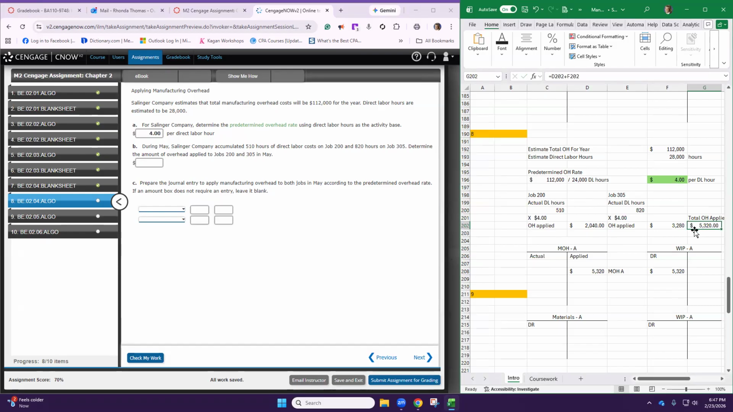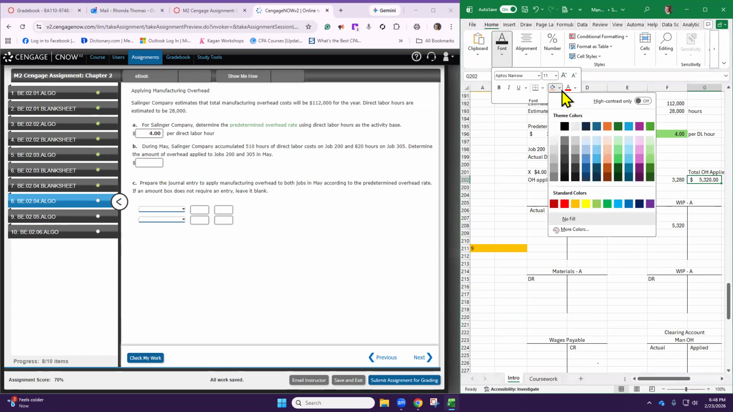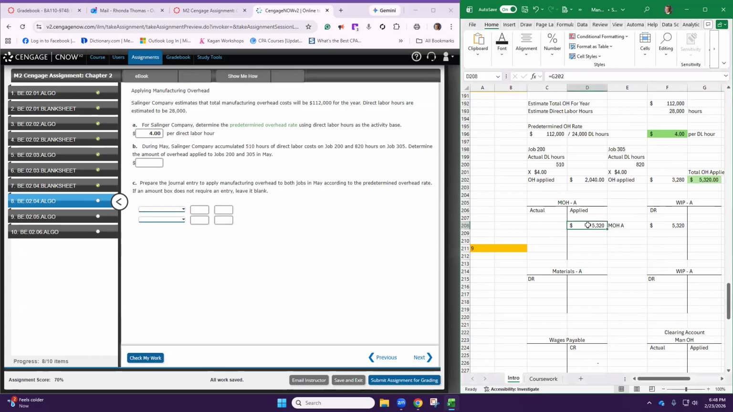So it looks like it's 5,320, and there is the entry. It's going to go into WIP, and on the credit side of the manufacturing overhead account, which means you're applying it. You're applying it. So let me go ahead and color this. And then there's the entry that's going to be made.